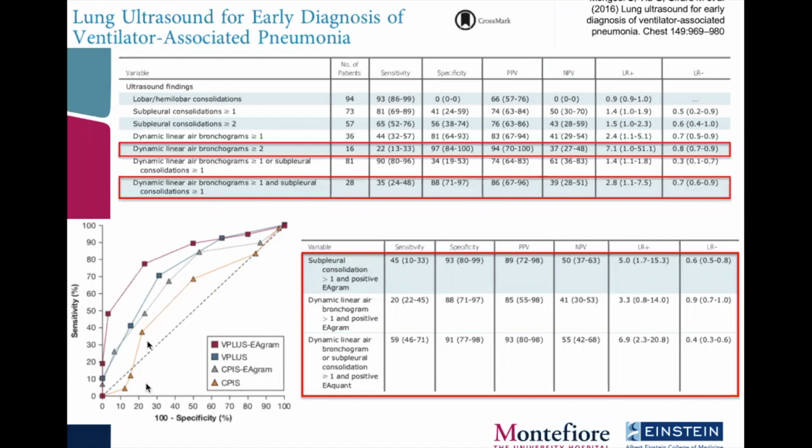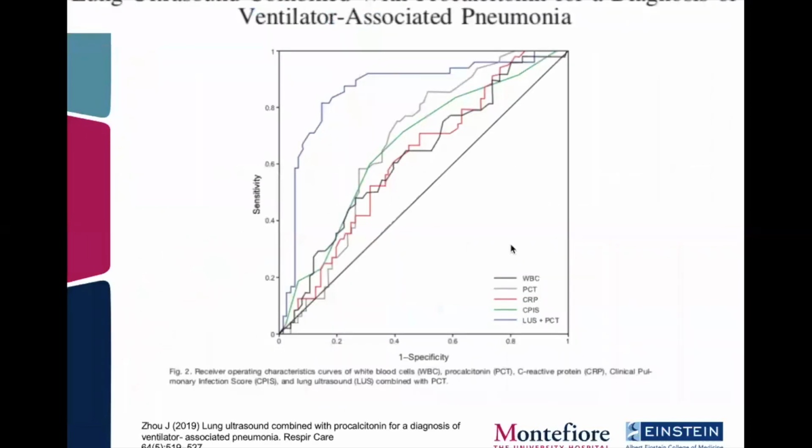Contrast that with just the blue over here, just lung ultrasound, both of which outperformed the CPIS, which is the clinical pulmonary infection score, which is a combination of things we look at: vitals, leukocytosis, things like that. Lung ultrasound outperformed the CPIS either alone or CPIS with a positive gram stain, which I thought was pretty remarkable.